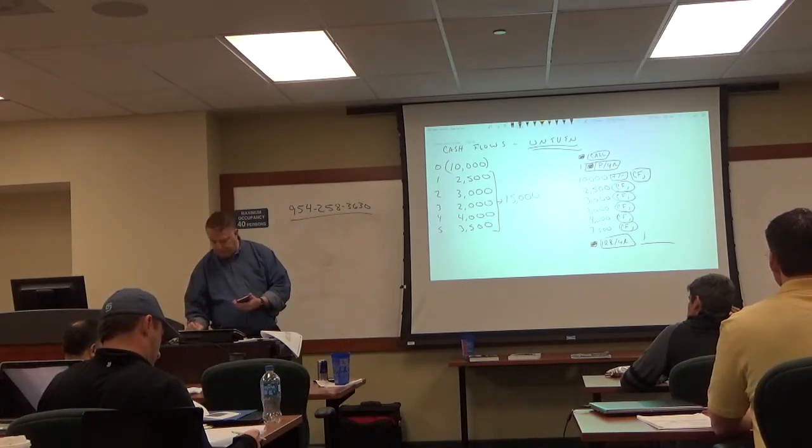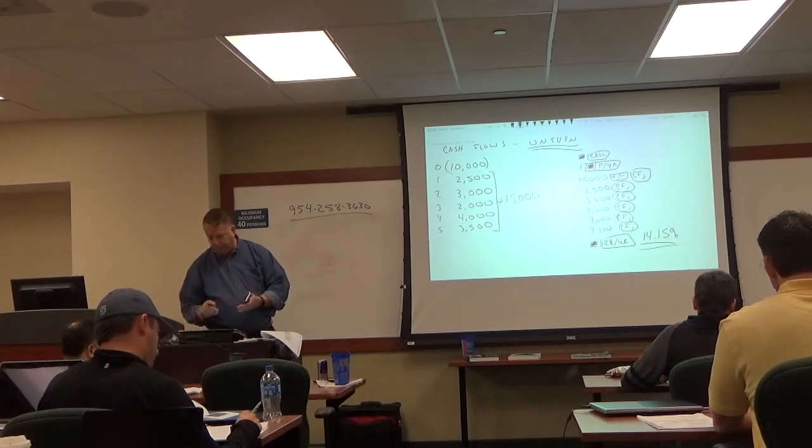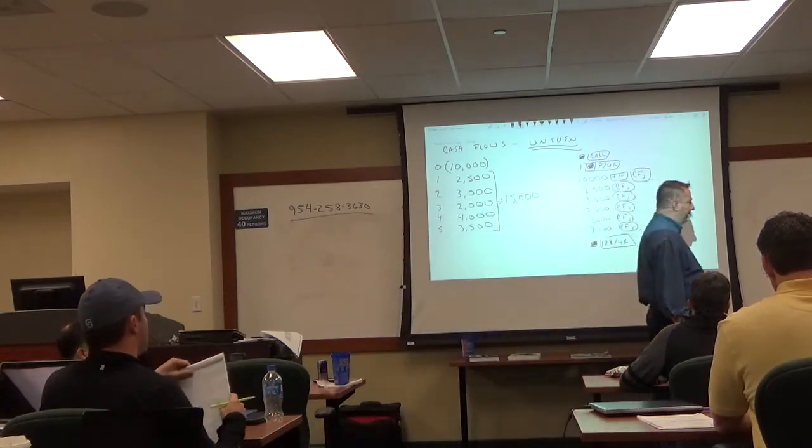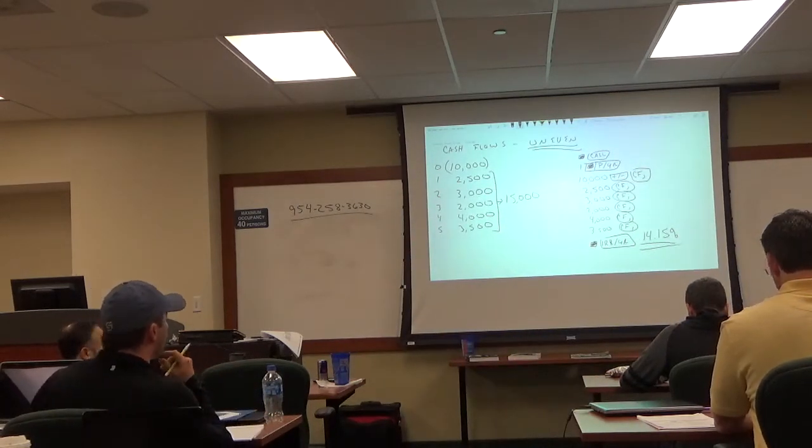Okay, so you should get 14.15, rounded. So 14.15% should be your internal rate of return. All right, everybody getting that?